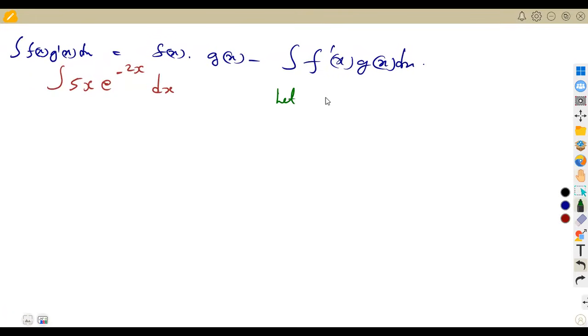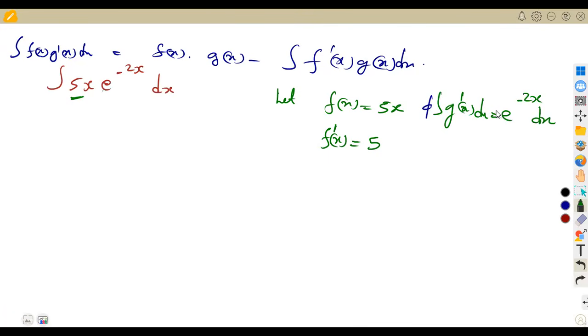Let our f of x be the algebraic, which is 5x in this case, all right? So if we let this be 5x, we're going to need the first derivative of that 5x, which is 5. And what is remaining in this case is g prime x dx. So that means our g prime x dx is the remaining part, which is e to the exponent of negative 2x dx. We integrate both sides, we get our g of x. So remember, I talked about the integral of e.